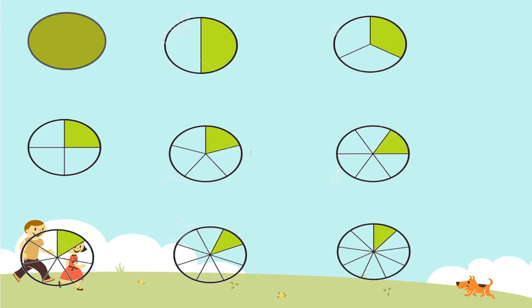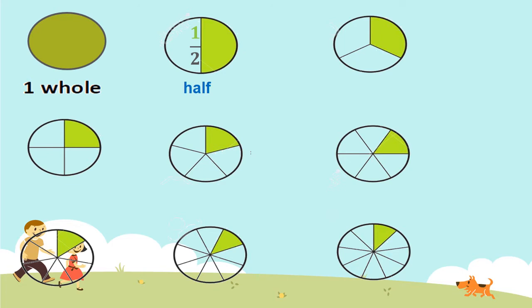Look at the first circle. It's one whole. It's only one circle, okay? The second one, we cut it into equal parts. So the shaded part is considered 1 over 2. It's a half of the circle. We cut the circle into two equal parts, into two halves.